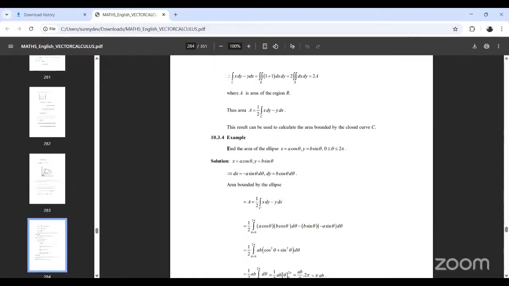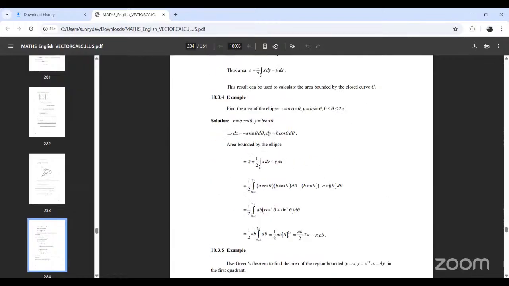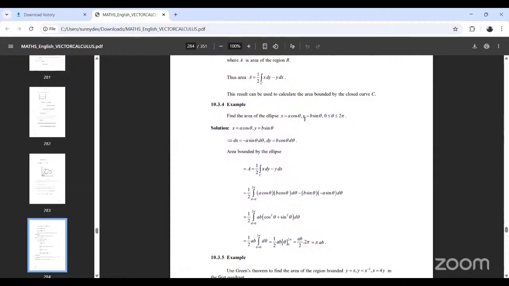Okay. Now find the area of the ellipse. We know the parametric equations of the ellipse: x equal to a cos theta and y equal to b sin theta, where theta varies from 0 to 2 pi. So x equal to a cos theta and y equal to b sin theta. Then dx equals minus a sin theta d theta and dy equals b cos theta d theta. So the area bounded by the ellipse is A equal to 1 by 2 integral of x dy minus y dx.